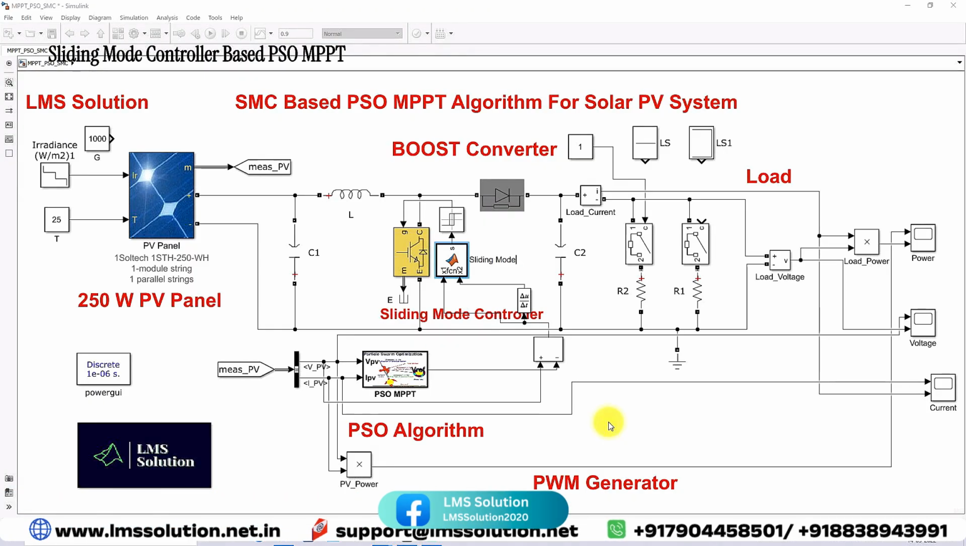Today we are going to see about sliding mode controller based PSO MPPT algorithm for solar system. This is the model used for testing the sliding mode controller based PSO MPPT algorithm.